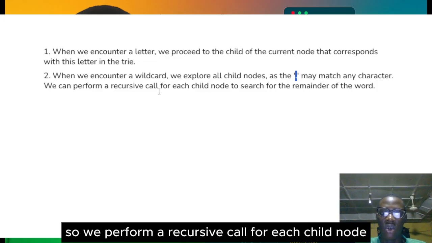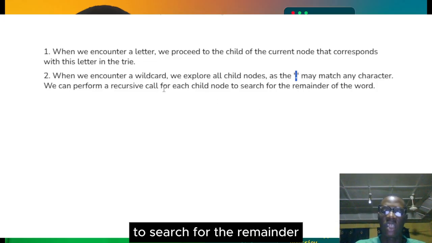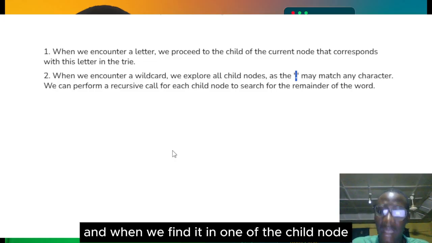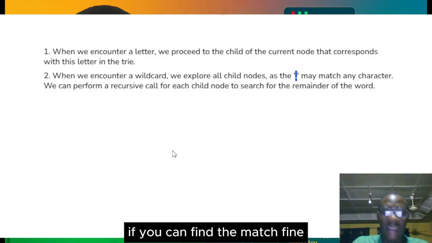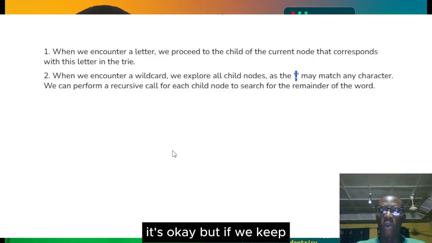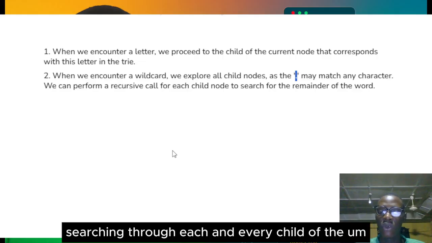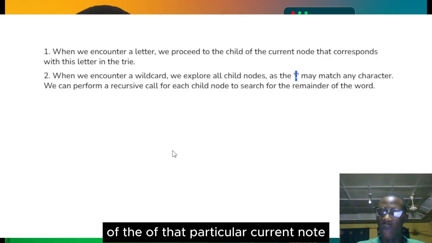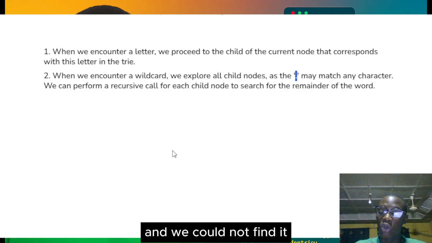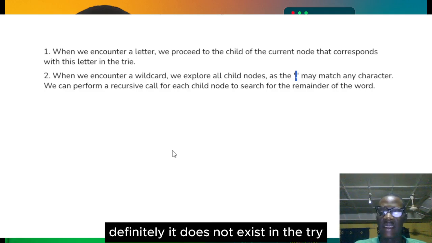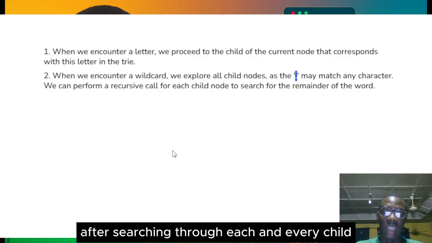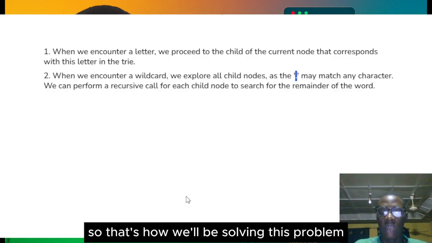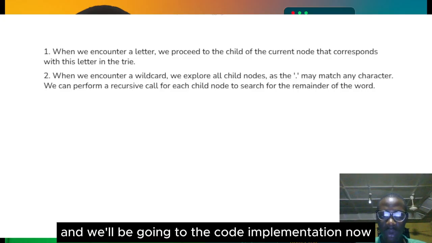So we perform a recursive call for each child node to search for the remainder, and when we find it in one of the child nodes, no need of going further to search the rest. If you can find the match, fine, it's okay. But if we keep searching through each and every child of that particular current node and we could not find it, definitely it does not exist in the trie, and we return false after searching through each and every child in the current node. So that's how we'll be solving this problem, and we'll be going to the code implementation now.